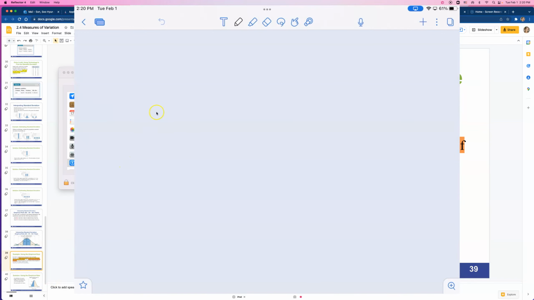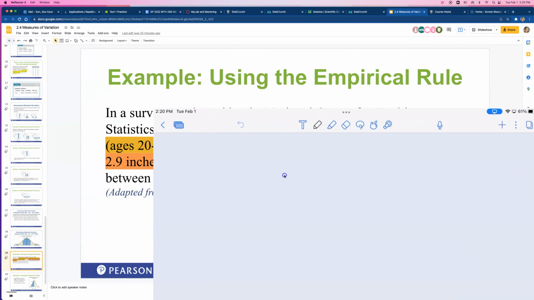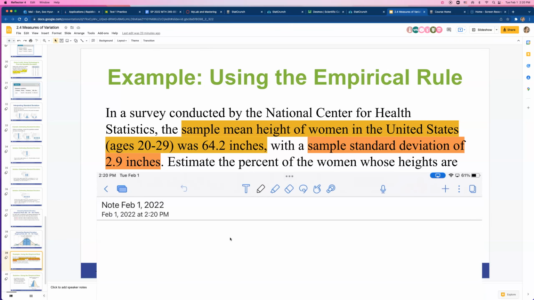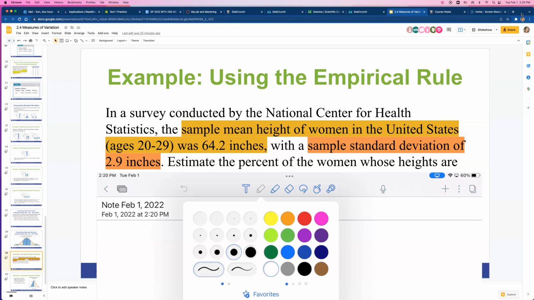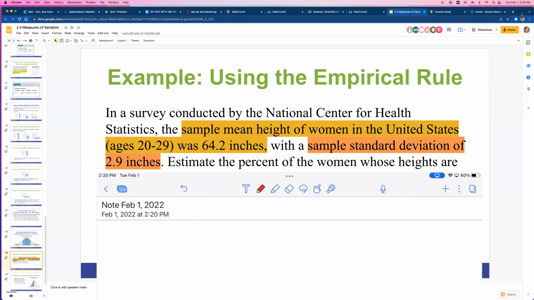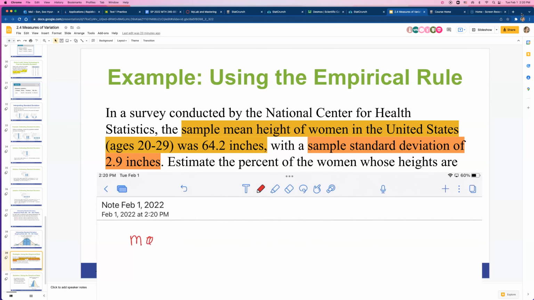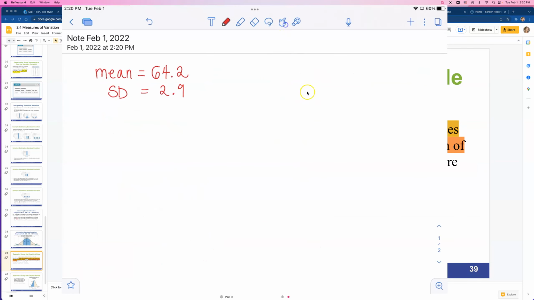So I'm going to open up my tablet so that I can sketch the work, okay? So I'll open up a blank piece of paper. What they told me is that the mean is, I'll write these down real quick so that I don't have to go from one screen to another. So the mean is 64.2 and the standard deviation is 2.9. That is all I need to know for right now to sketch a curve, okay?